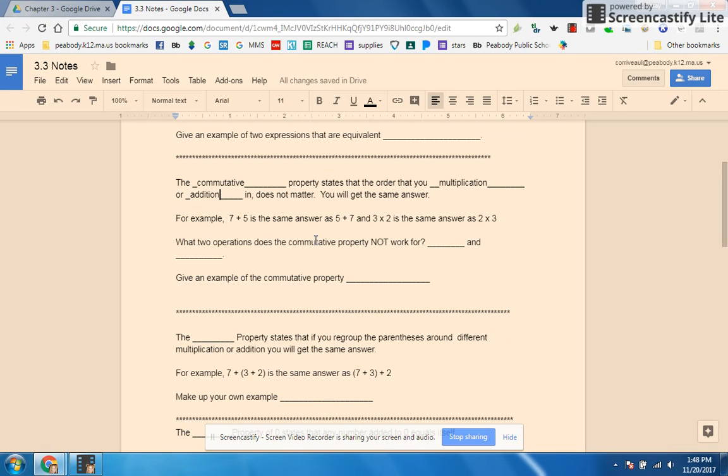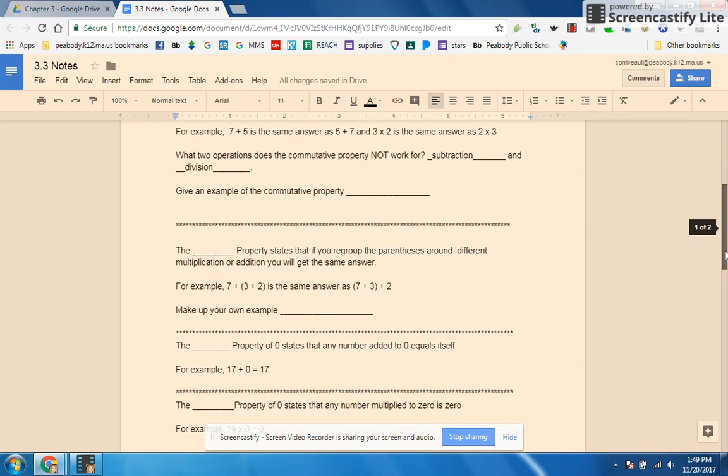What two operations does the commutative property not work for? Think of what two operations, if you switch the order, you're not going to get the same answer. That would be subtraction and division. For example, 6 divided by 2 is 3, but 2 divided by 6 is 1/3, so it's not the same answer. Give me an example of the commutative property. Right here, I want you to type in a math problem, either a multiplication or an addition, where when you switch the order around, you get the same exact answer. Let me see if you can try one for that.